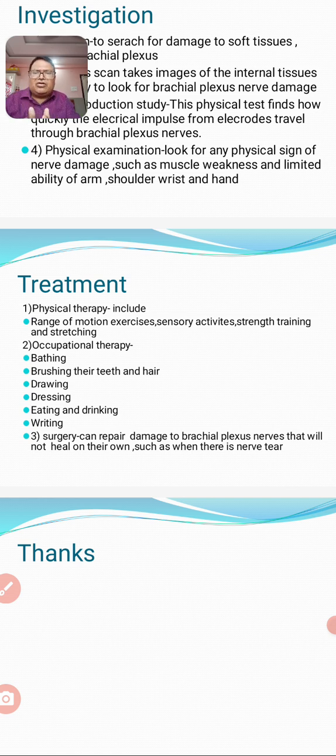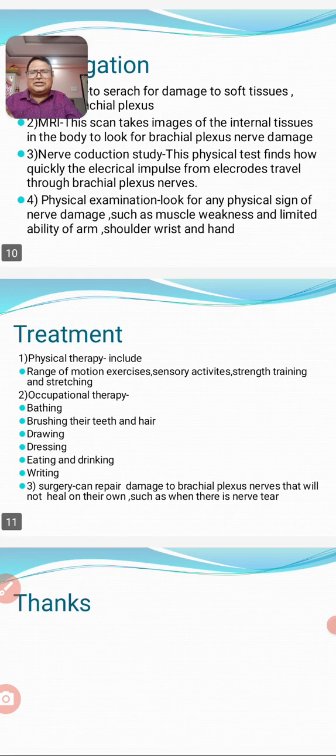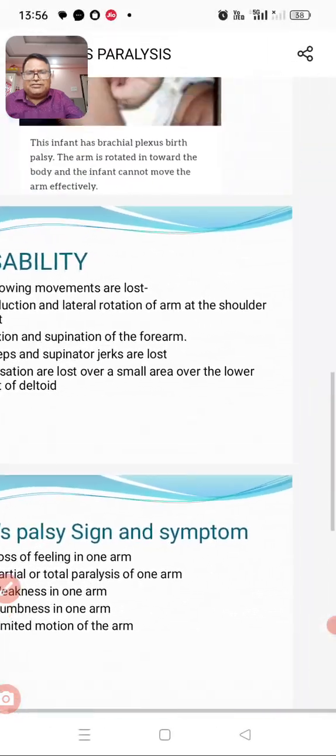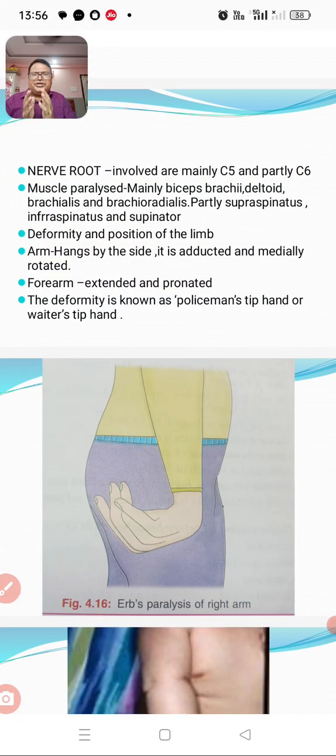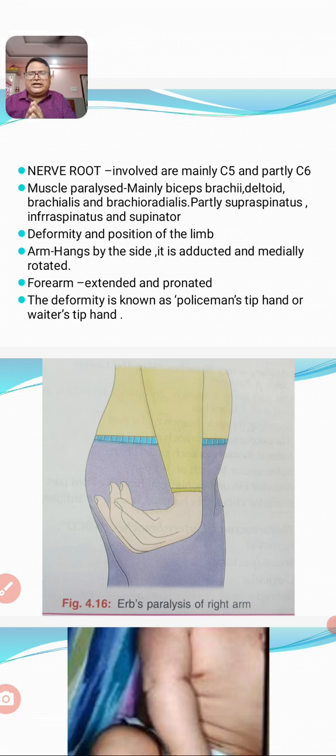The upper trunk of the brachial plexus has been paralyzed, and what is the point? Where the fifth and sixth nerves meet here. What are the muscles paralyzed? Mainly the biceps brachii, the deltoid, the brachialis and brachioradialis, and partially the supraspinatus and infraspinatus muscles. And we see the policeman tip hand, this deformity also known as waiter's tip hand or policeman tip hand. This is all about Erb's paralysis.